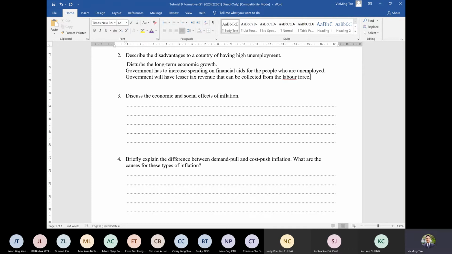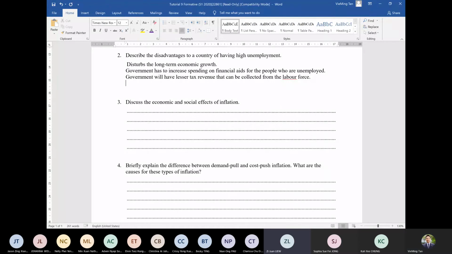All right, then any other disadvantages or limitations? Kai already done. Ji Zuan. Unemployed have a decline in spending power. Okay, so this means reducing spending power of the unemployed. I just put labor force.